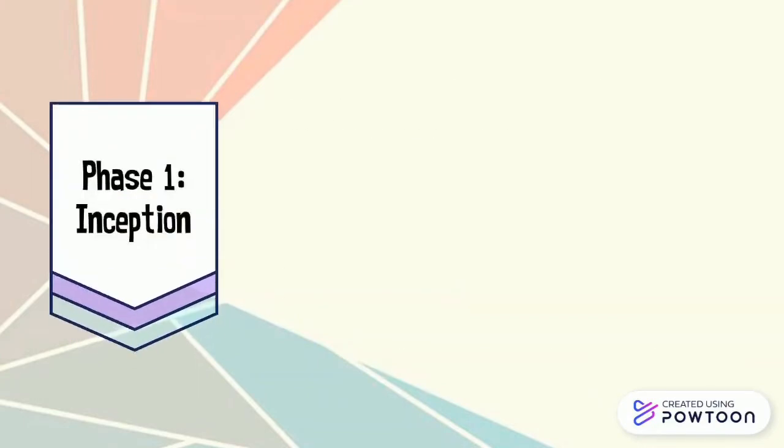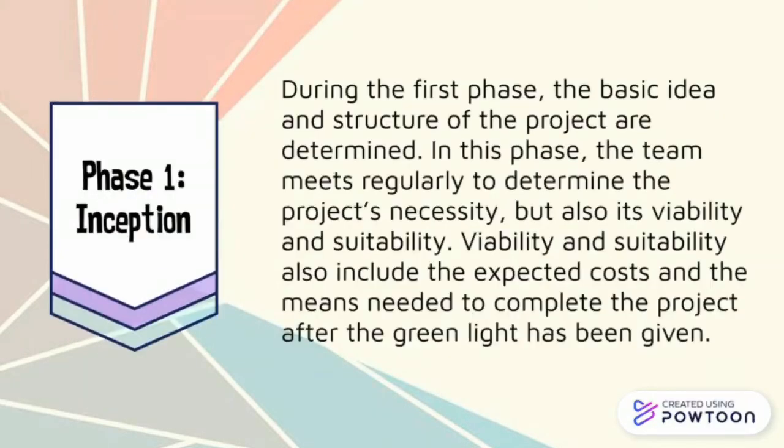So let's proceed to the four phases of the Rational Unified Process. Phase 1 is the inception. In this cycle, your team determines the structure and the basic idea of the project. Also, the team will decide if the project is worth pursuing at all based on the estimated cost, the necessary resources, and the goal they are trying to achieve with the project.